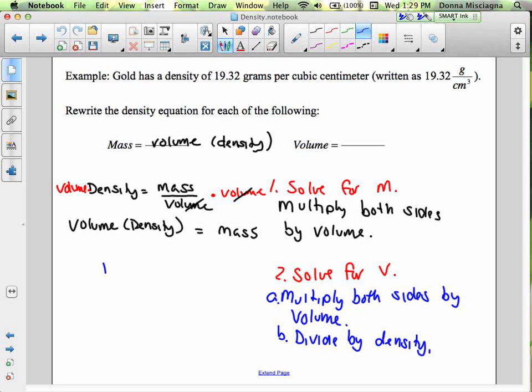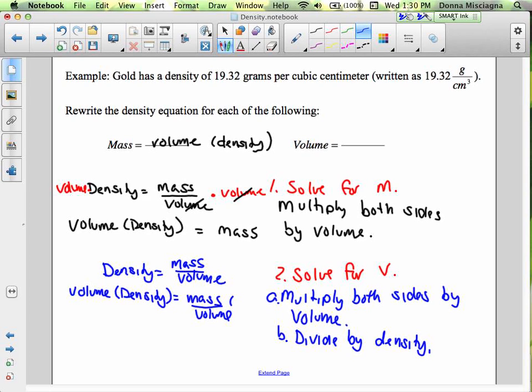Density, still going to start with density equals mass divided by volume. And again, we're going to multiply both sides by volume. So we have volume times density equals mass divided by volume times volume. That'll get the volume out of the denominator there, but it's still not isolated.